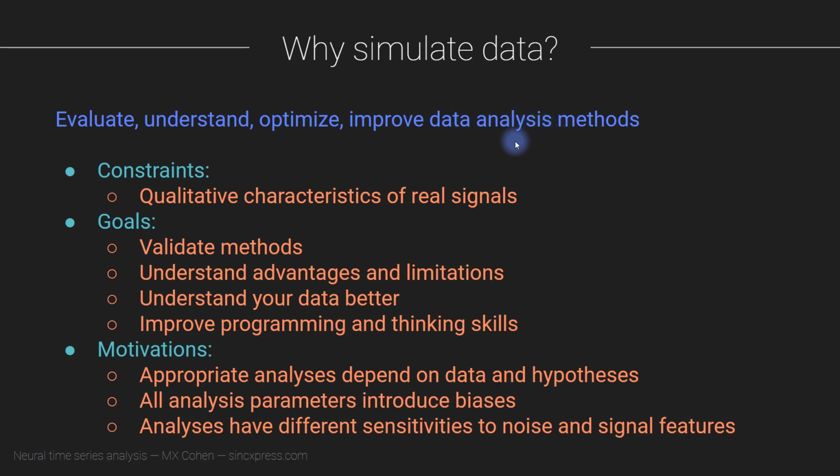The second reason is that when you apply some analysis method to real empirical data, you really don't know what the result has to be. And that's because we don't really know how the universe works. We don't know how the brain works. So of course, if you apply some data analysis method to some data, you're going to get an answer, you're going to get a result, but you don't really know what that result means or if that result is correct. So the idea is that you generate data that has the qualitative characteristics of real signals that we are interested in, and you use that to test the analysis methods.